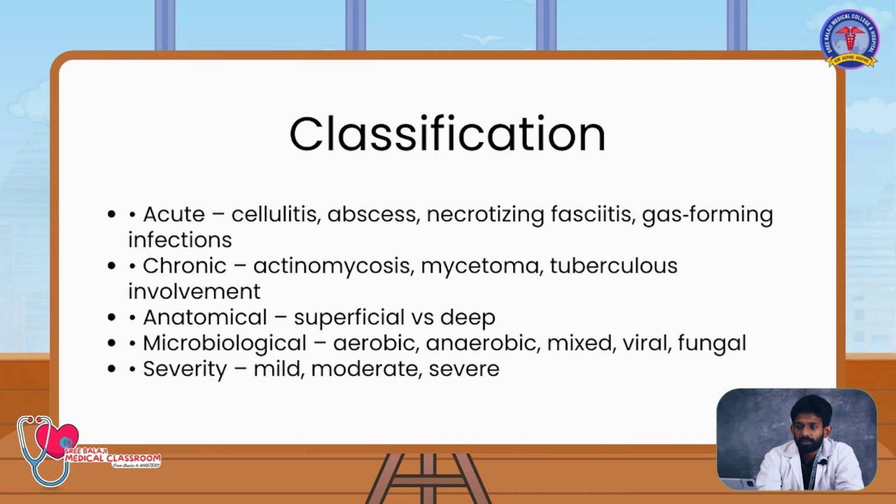Classification of soft tissue infections. Acute: acute conditions are cellulitis, abscesses, necrotizing fasciitis, and gas gangrene. Chronic: Actinomyces, mycetoma, tuberculosis infection. Based on the anatomical region, it can be superficial or deep infections. Based on the microbes, it can be classified into aerobic, anaerobic, mixed, and viral infections. The severity of the infections is classified into mild, moderate, and severe.